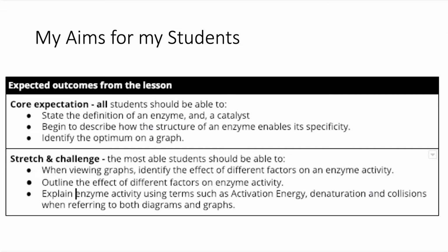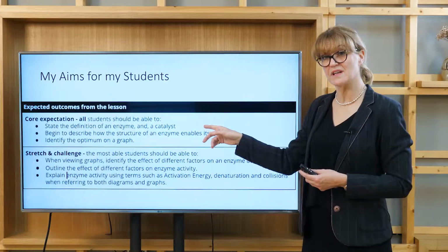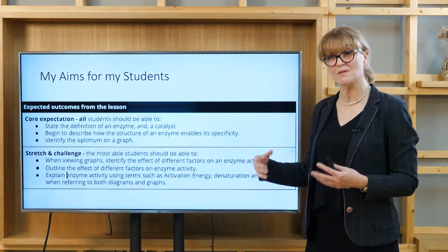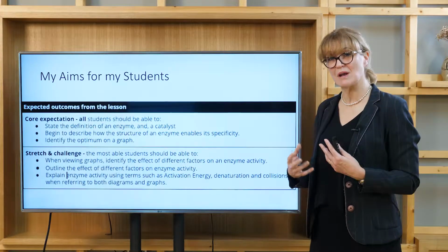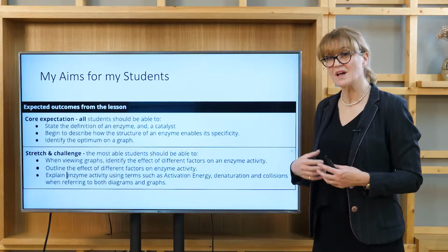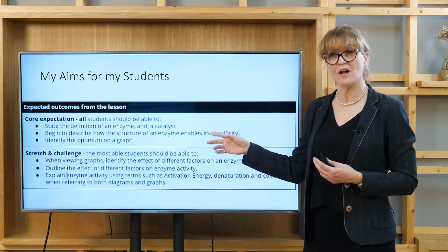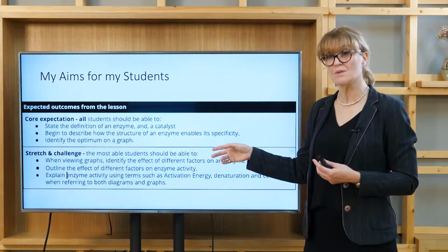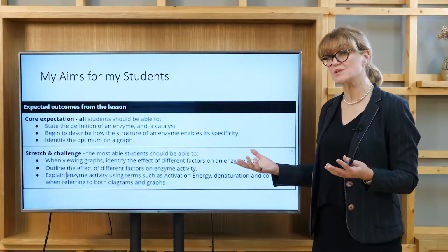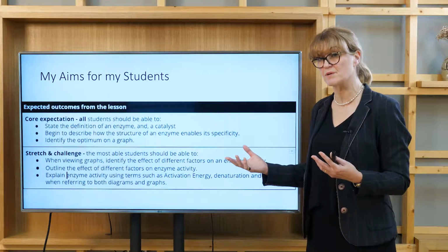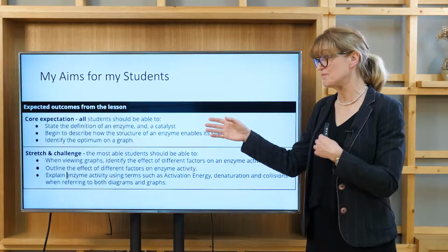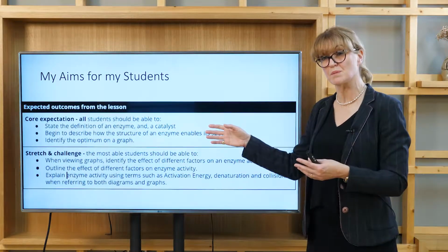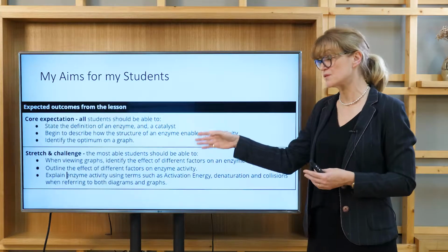In this particular situation, I expect all my students to be able to state the definition of an enzyme and a catalyst. I expect them to be able to draw and think about what the enzyme structure is and why it's so specific to a substrate. And I expect them to identify on an enzyme activity graph the optimum pH or the optimum temperature. So you see we've got a mixture of reciting information as well as thinking about descriptions. It's literacy and then also numeracy.